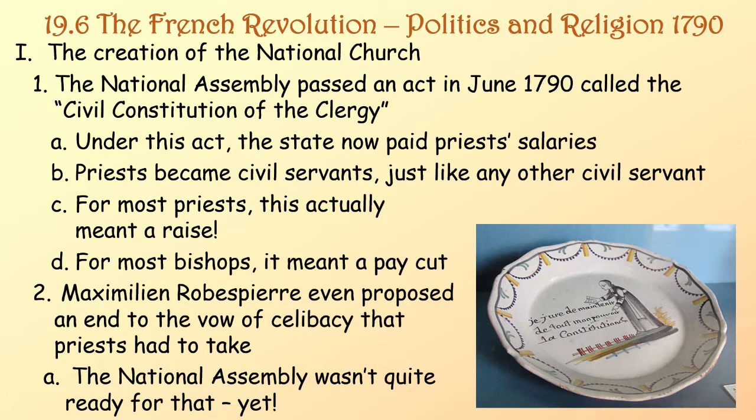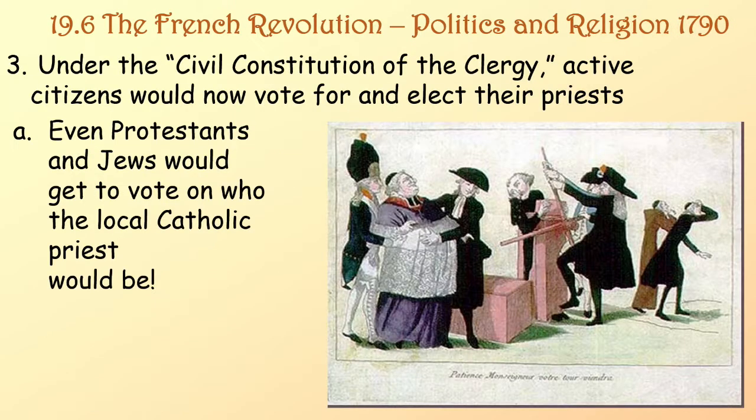Maximilian Robespierre even proposed an end to the vow of celibacy that priests had to take. The National Assembly wasn't quite ready for that yet. Under the Civil Constitution of the Clergy, active citizens could now vote for and elect their priests. Even Protestants and Jews would get to vote on who the local Catholic priest would be.